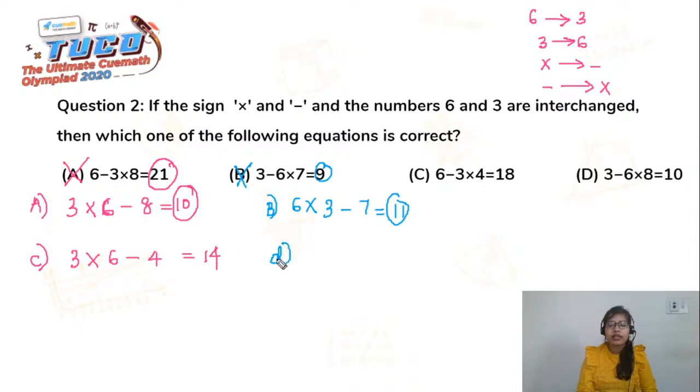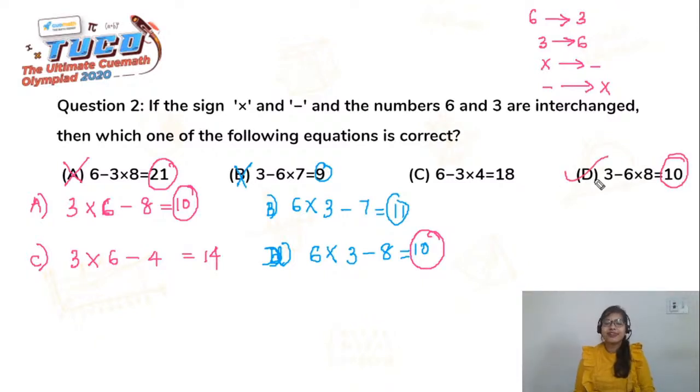But let's quickly check for option D. So for option D, we have 3 minus 6 times 8. So minus is replaced with times, 6 with 3, times with minus 8. So this would give me 6 times 3, 18 minus 8, which is 10. And yes, option D is the right answer, as the answers are matching up even after the interchange has happened. Therefore, option D is the correct answer.